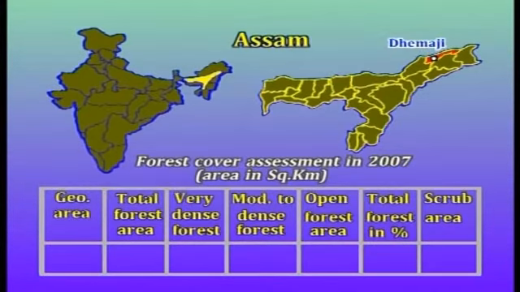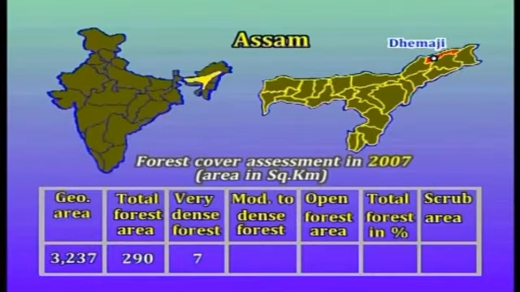District Dhemaji. The geographical area of Dhemaji district of Assam is 3,237 square kilometers in 2007. The total forest cover is 290 square kilometers, out of which the very dense forest cover is 7 square kilometers. The moderate to dense forest cover is 125 square kilometers. The open forest cover is found to be 158 square kilometers. Altogether, these forests cover about 8.96% of the geographical area of the district. The scrub cover is also found to be 11 square kilometers.